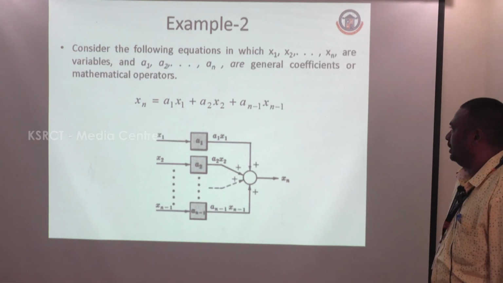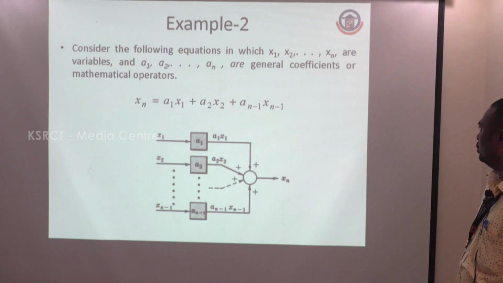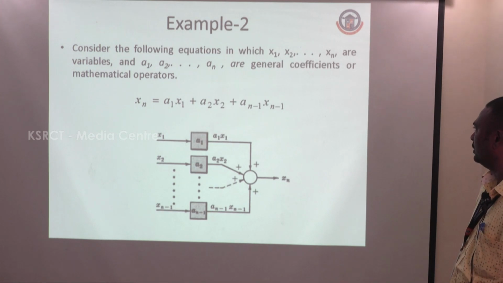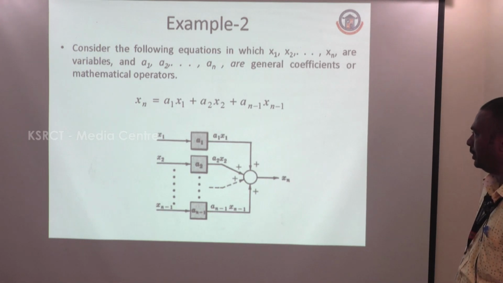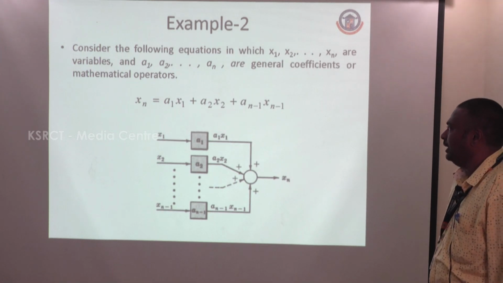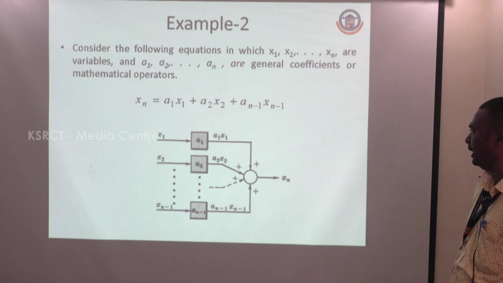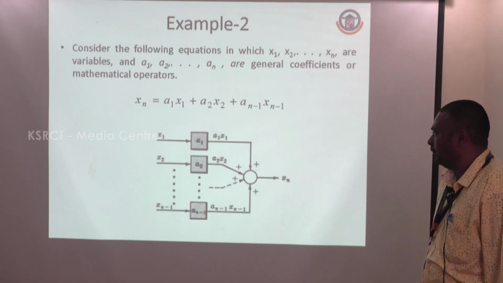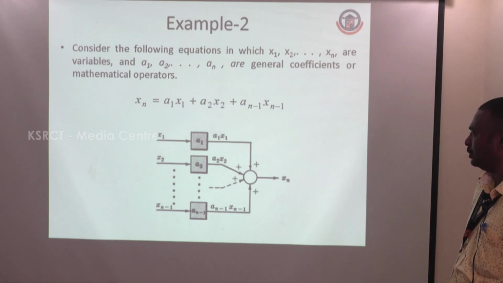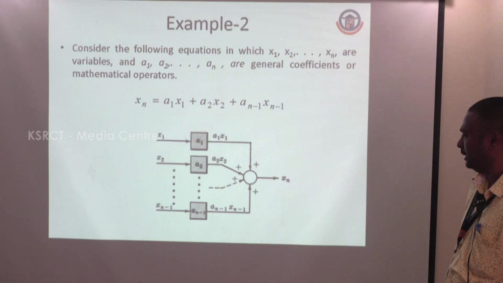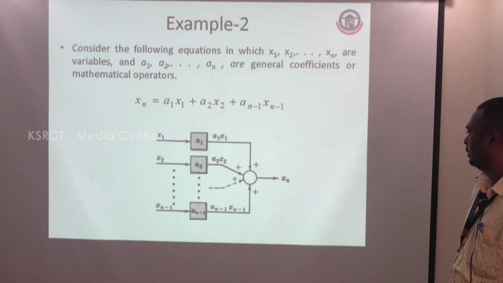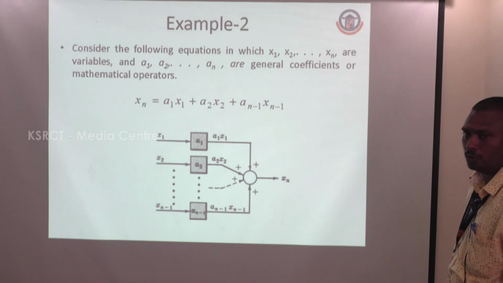Consider the following equation: x1, x2 up to xn are the variables and a1, a2 up to an are the general coefficients of mathematical operation. Then xn equals a1 x1 plus a2 x2 plus up to an minus 1 xn minus 1. We are representing the blocks. Consider the inputs x1, x2 up to xn minus 1, with a1, a2 up to an minus 1, and finally xn as the output.